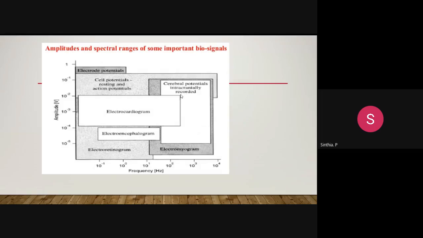Okay. So these are some examples of biosignals, with the amplitude and the frequency ranges of some of the biosignals. ECG, this is your EEG, ERG, EMG, and cerebral potentials recorded, and this is the action and resting potential range. So here we have the amplitude and here we have the frequency. So these are examples of some biosignals taken from the human body.